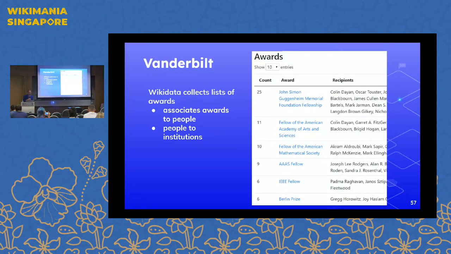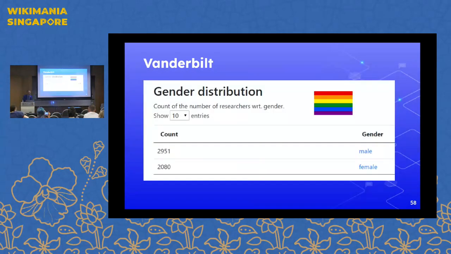You can get a list of them there. What kind of awards did these people get? You can track to see. This is good for the reputation of the university. If there's anything to acknowledge, it's all listed right there.